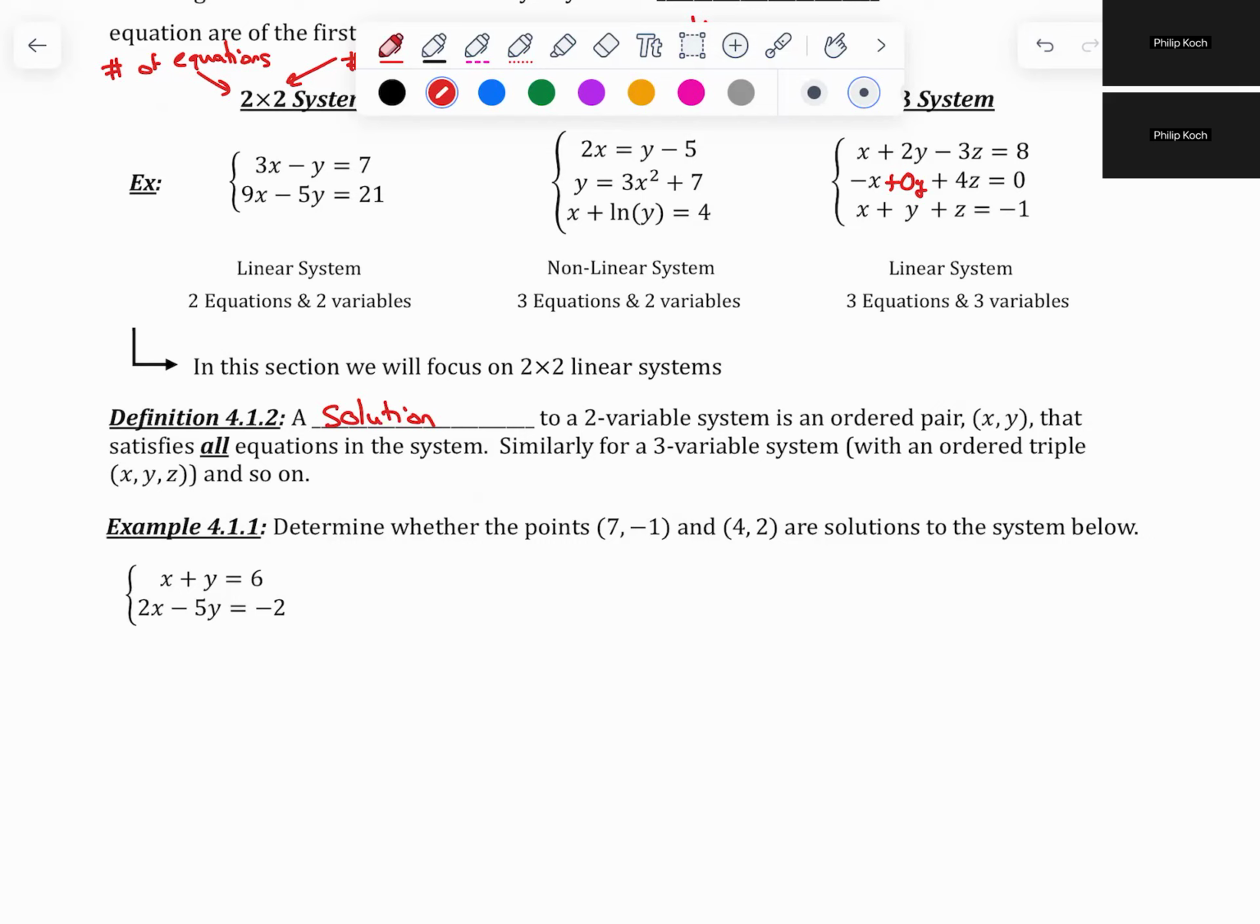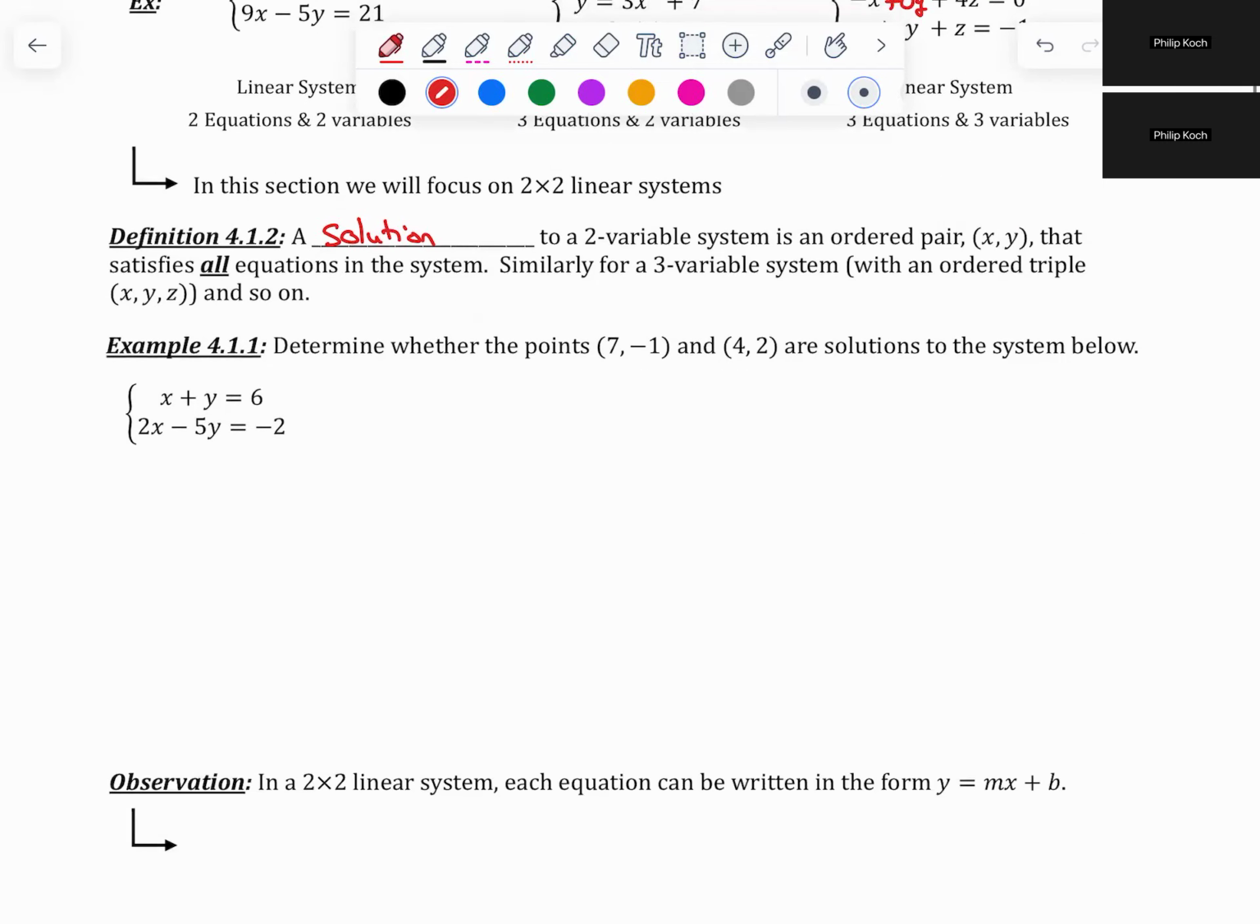So we're going to determine whether (7, -1) and (4, 2) are solutions to the system below. What it means is, let's work with the first point. I'm going to color code it: (7, -1). Is this a solution? We'll plug in 7 for x, so x will equal 7 and y will equal -1. If it's a solution to the system, it will be a solution to both equations. So we'll first plug it into the first equation.